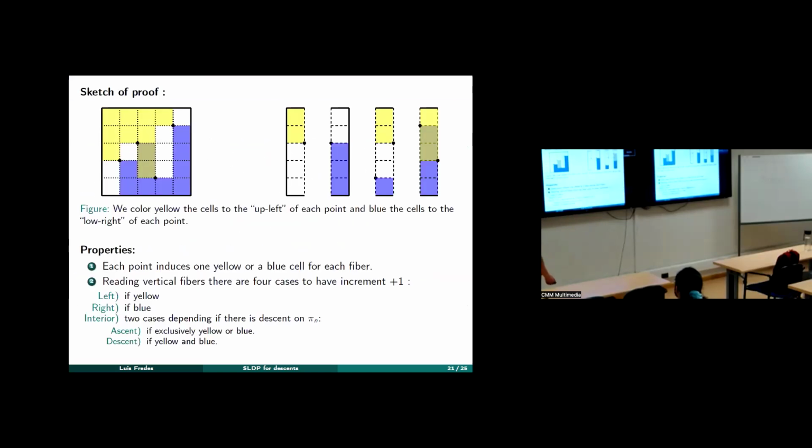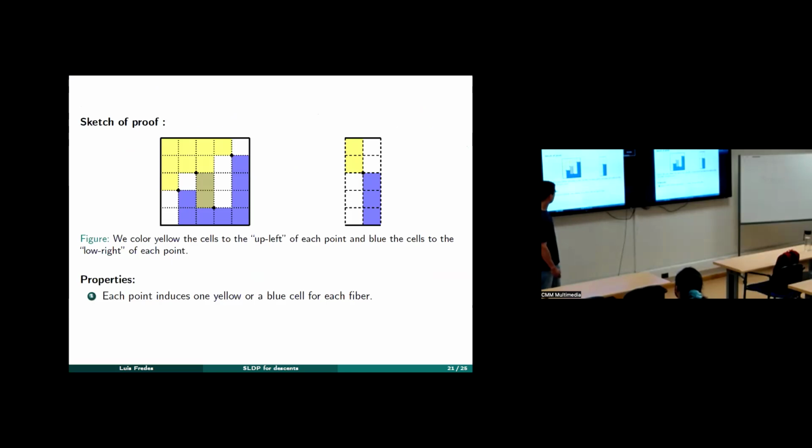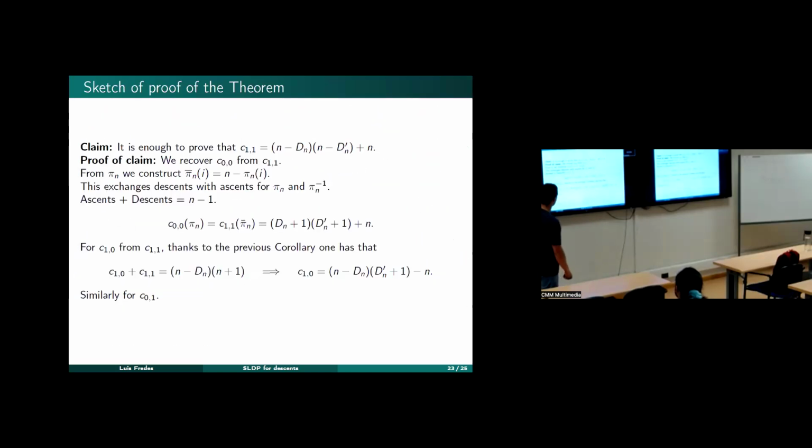Now, for the proof of the theorem, this one. The first stage is a claim. The claim is that it's enough to prove it for C11. And I will show you how we can deduce the other ones from C11. So it's enough to prove that C11 is equal to this quantity.